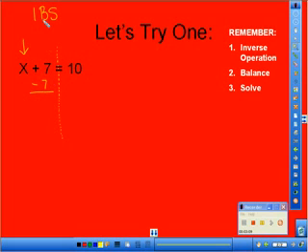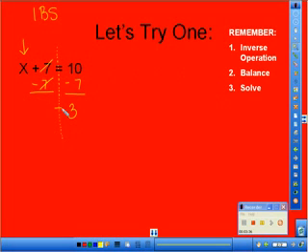Now, the second step is to balance. This is where our little imaginary line comes in handy. Now, whatever you do to one side, you must do to the other. So since we subtracted 7 over here, we must subtract 7 on the right side. Alright, the last step is to solve. So you can cancel your 7s. 10 minus 7 is 3.